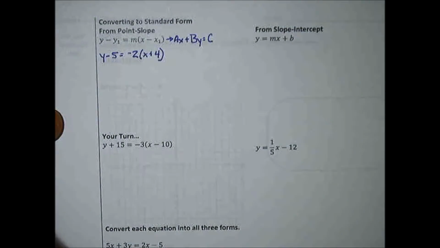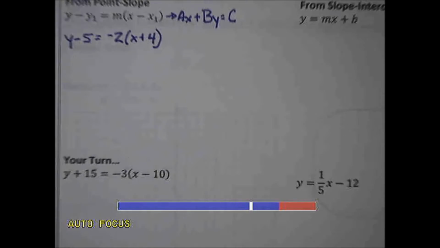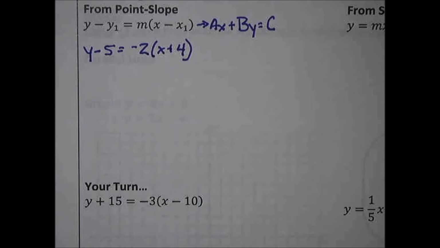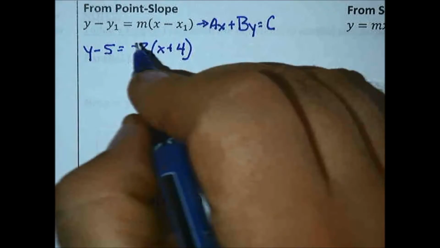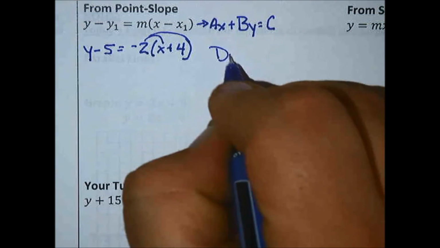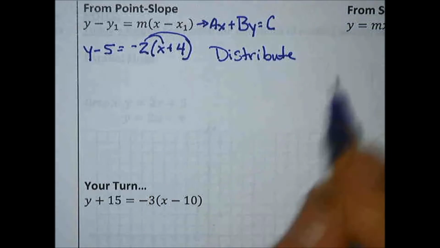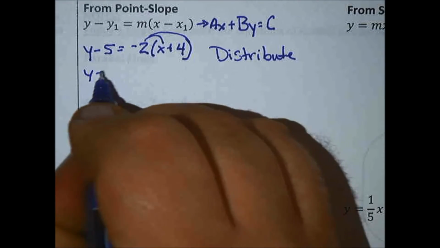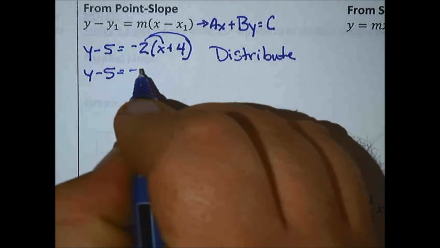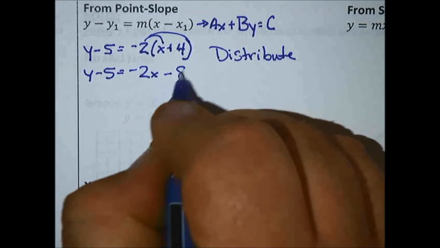Okay, and let's get a closer look at this and see what we have to do. The main thing that I want to do here is I want to get x and y as single terms on the same side. So I'm going to distribute again. So we will distribute. And I'll have y minus 5 equals negative 2x. Negative 2 times 4 is negative 8.